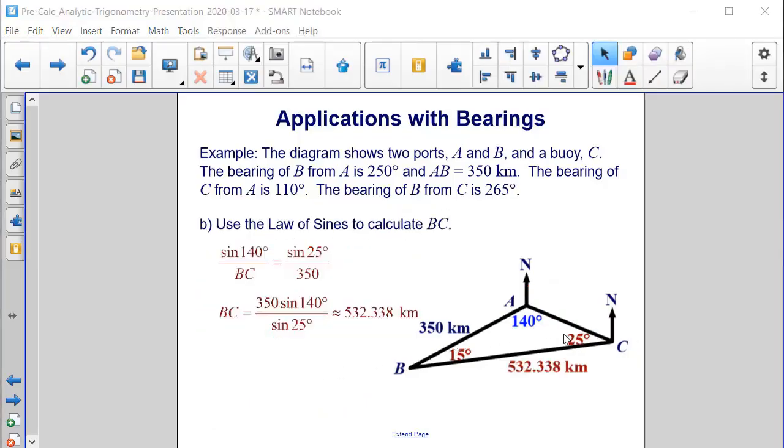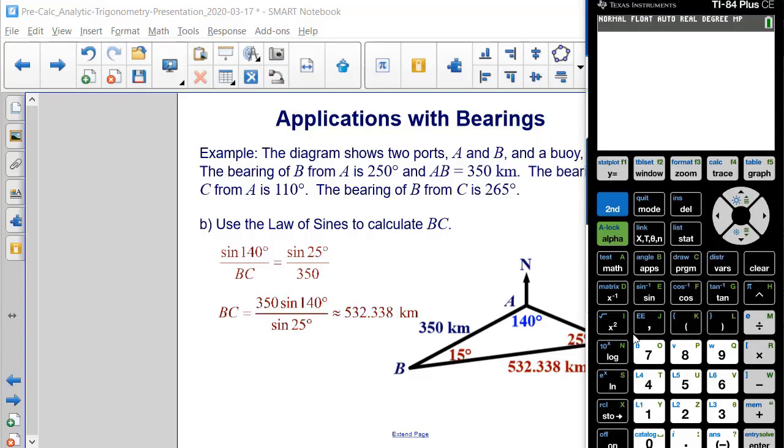Now that we've found the measurements of all of the angles in the triangle, let's calculate the length of BC using the law of sines. BC is across from 140, so we're going to do the sine of 140 over BC is equal to the sine of 25 over 350. And when we cross multiply and divide, we get that BC is equal to 350 times the sine of 140 divided by the sine of 25.